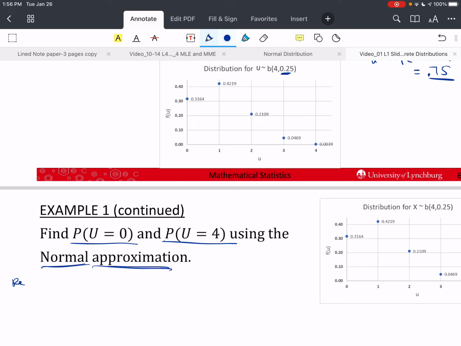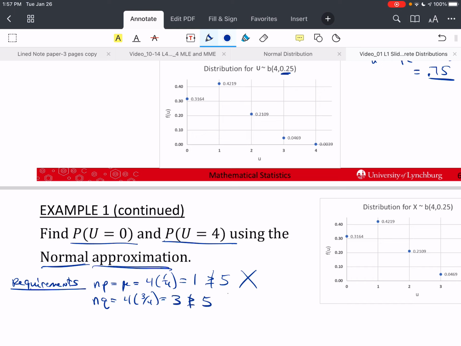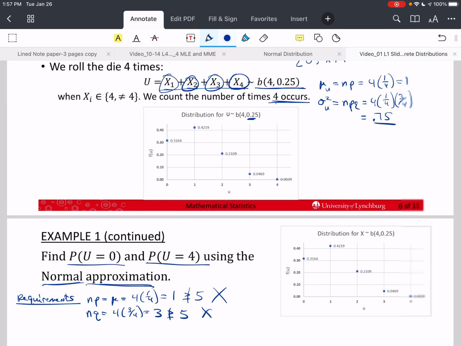So our requirements are the first thing that we should check. And we see that np, which is equal to mu, is equal to 4 times 1/4, as we said, is equal to 1. That is not greater than or equal to 5. So we do not meet that one. And then nq is equal to 4 times 3/4, which is equal to 3, which again is not greater than or equal to 5. So we are not meeting the requirements. We should not do the approximation. I'm going to anyway to show you how it turns out.